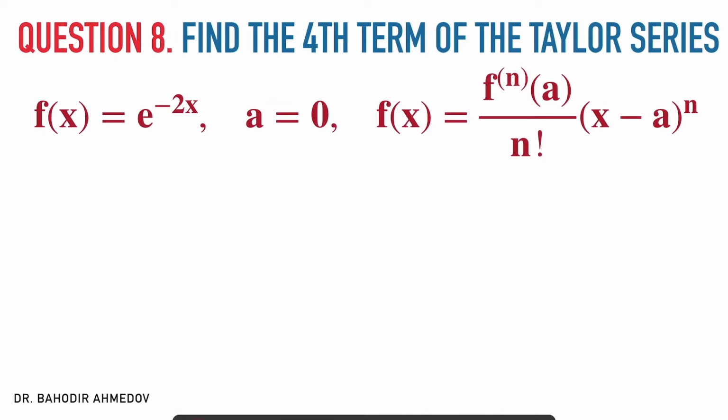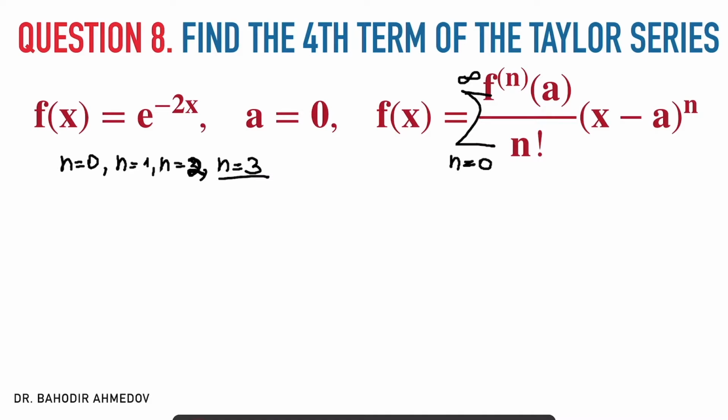The next problem, we have to find the fourth term of the Taylor series. The Taylor series is equal to this one, where there should be the summation, obviously, where n goes from 0 to infinity. When n is equal to 0, it's going to be the first term, n equal to 1 is the second term, n equal to 2 is the third term, and n equal to 3 is going to be the fourth term of the Taylor series.